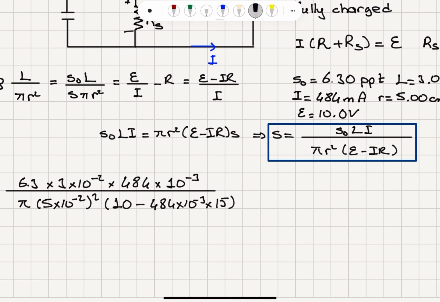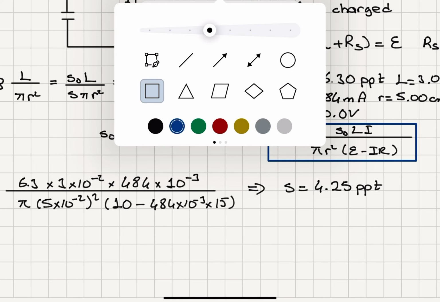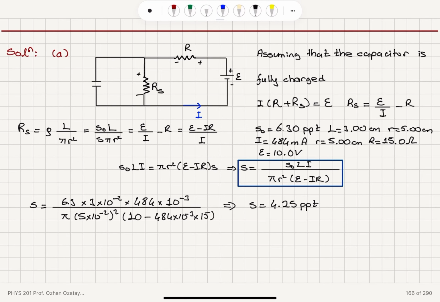So calculating this expression, I find that the salinity level is 4.25 ppt, parts per thousand. That's the numerical answer to part A.